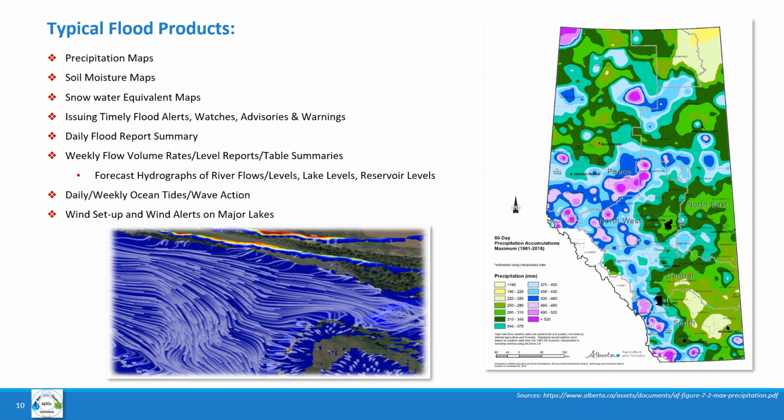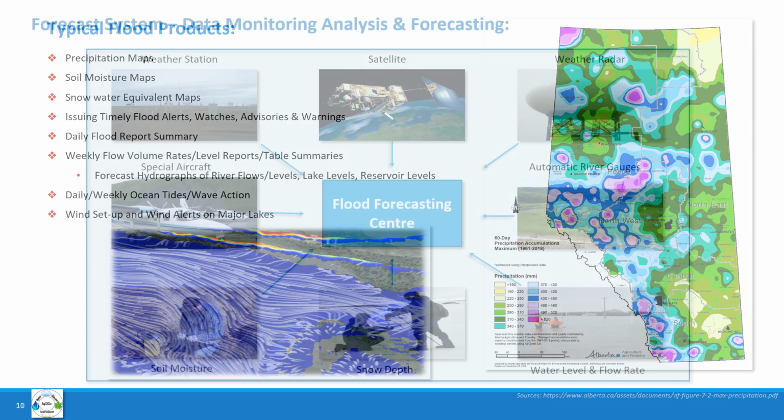Typical flood products are precipitation maps, soil moisture maps, snow water equivalent maps, issuing timely flood alerts, watches, advisories, warnings, daily flood report summaries, weekly flow volume, rates, level reports or table summaries, daily and weekly ocean tides and wave actions, wind setup and wind alerts on major lakes.